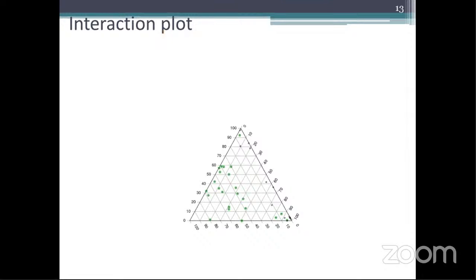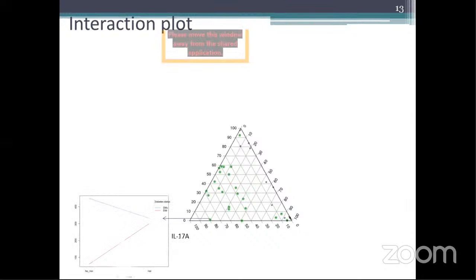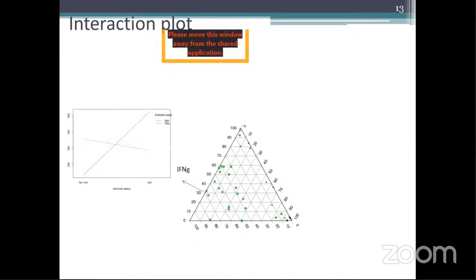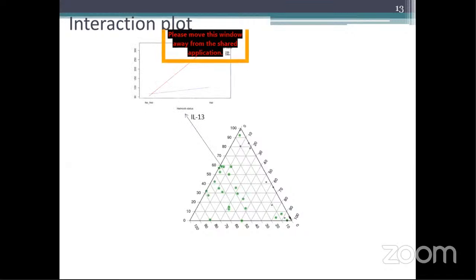So I'll just quickly go through some of these plots that I've shown here. For example, in case of IL-17A, interferon gamma, or IL-13, we see that the non-parallel lines indicate that there is an interaction that exists between them.